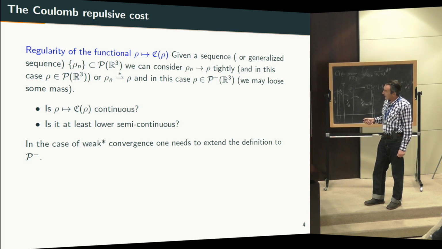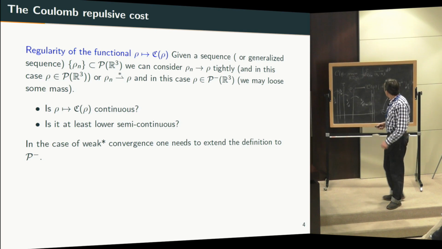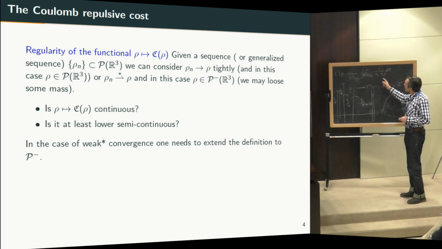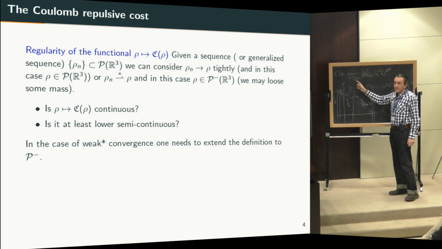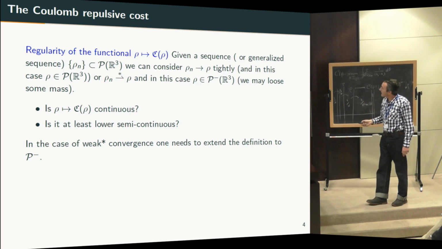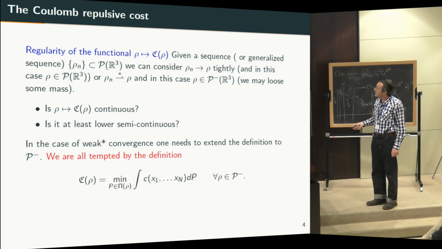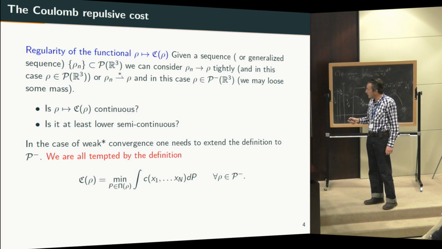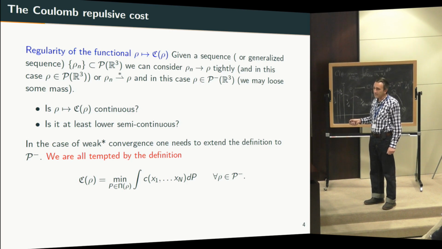But you see, if you consider weak star convergence, then you need to extend the definition of rho to sub-probability. Okay? If you look here, you really don't care that rho is a probability measure in this expression. Okay? So we are all tempted by extending this definition to every rho in pi minus.